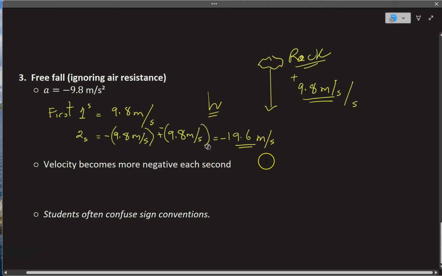Now, the final velocity just before hitting the ground depends on how high that rock is dropped from. Remember that for free fall, the acceleration due to gravity is negative 9.8 meters per second squared, but negative means it's coming towards Earth. And if it's going up, it's positive 9.8. All right, so that's what that is. I think that's it for now.